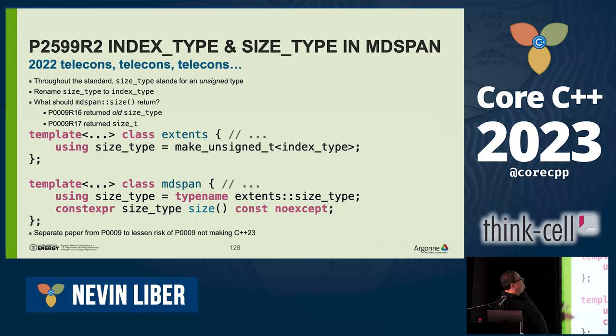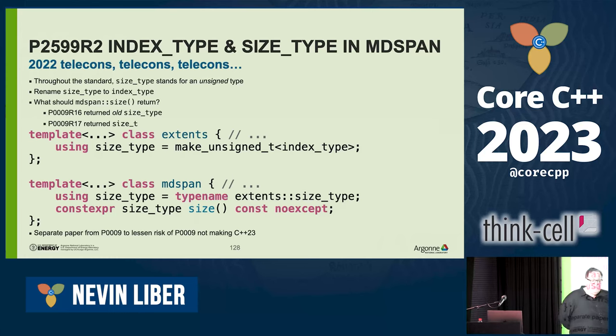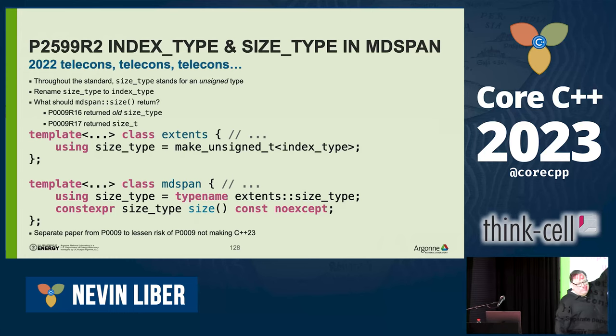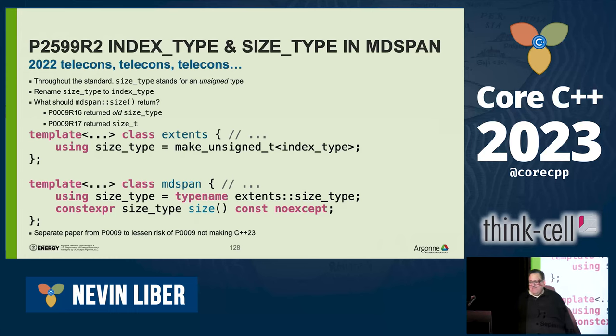We kind of forgot that size type in the standard. I didn't forget it. I realized it about an hour after that telecon. And I don't want to derail this proposal. I want this proposal to get in, and then I propose that we finally fix this to make it index type. We can do both, except size should return size type, so we have to do the make unsigned in there.